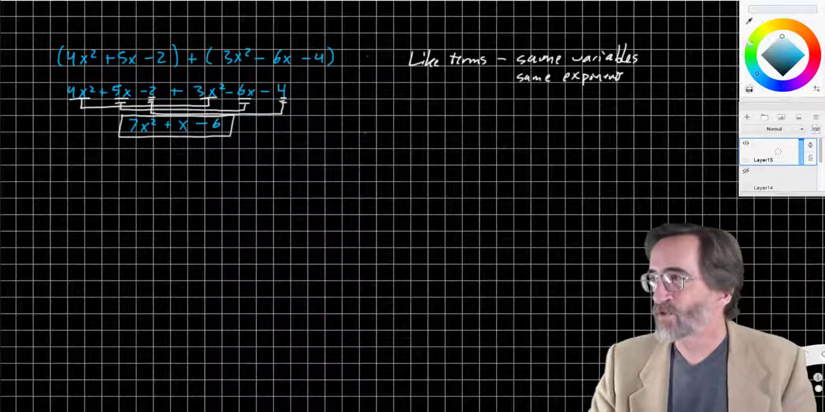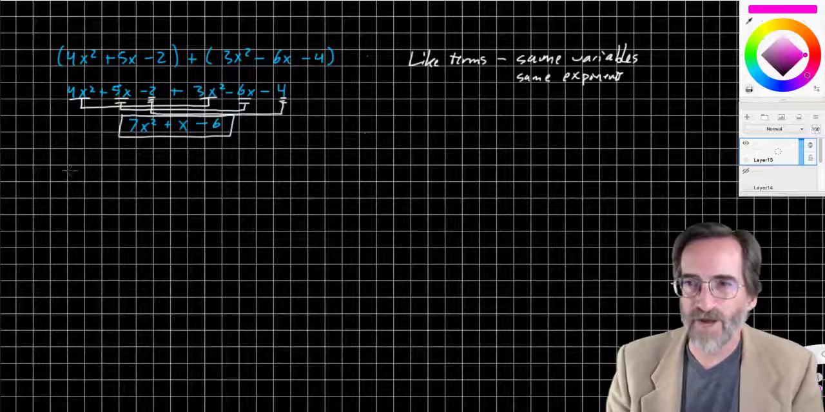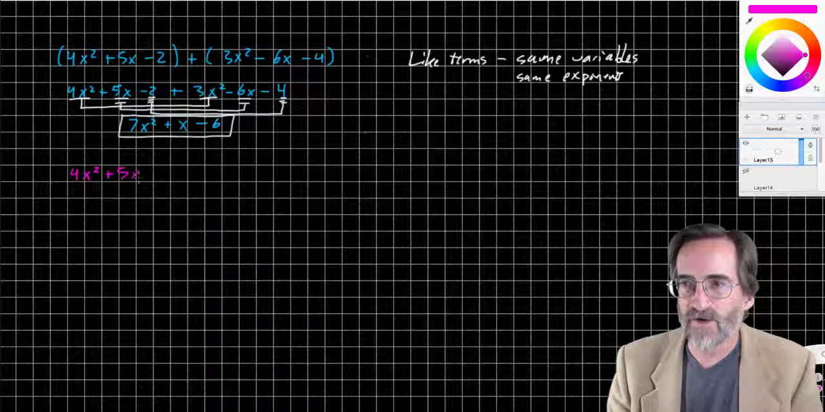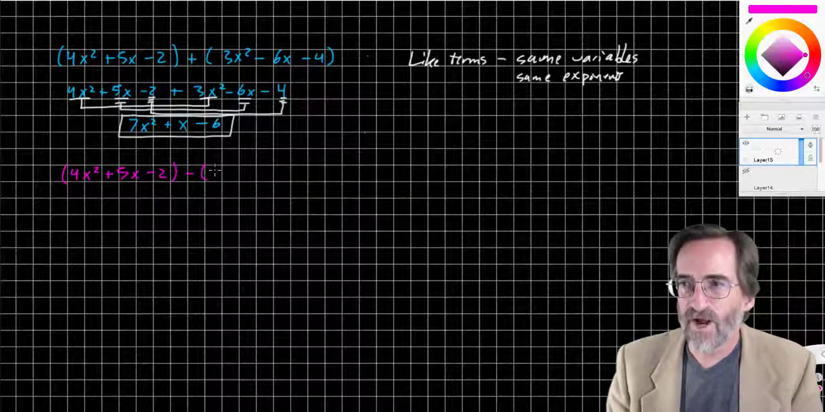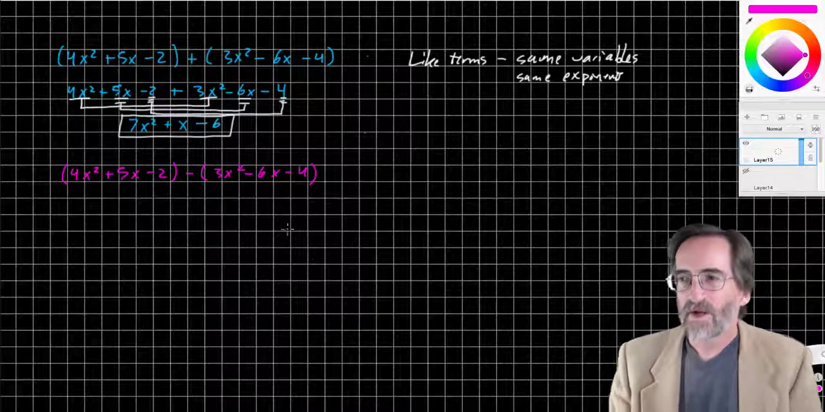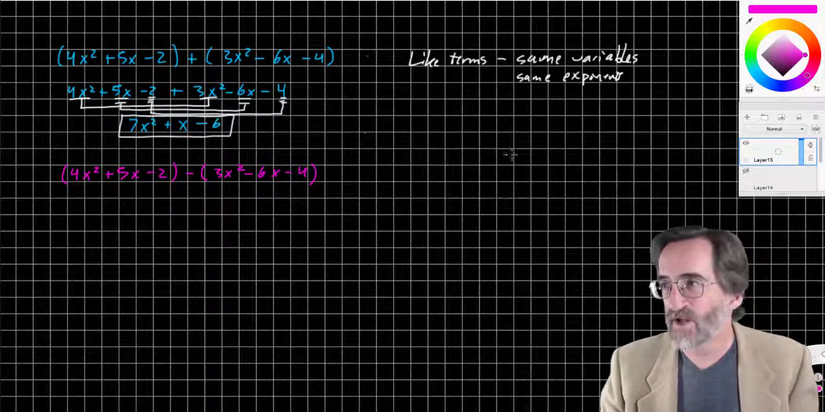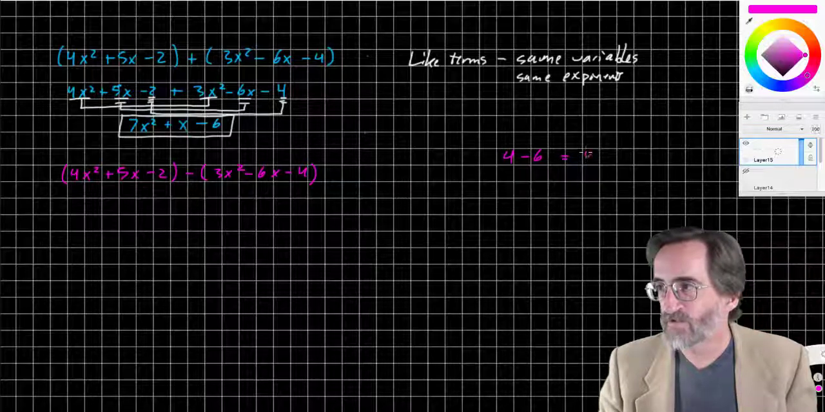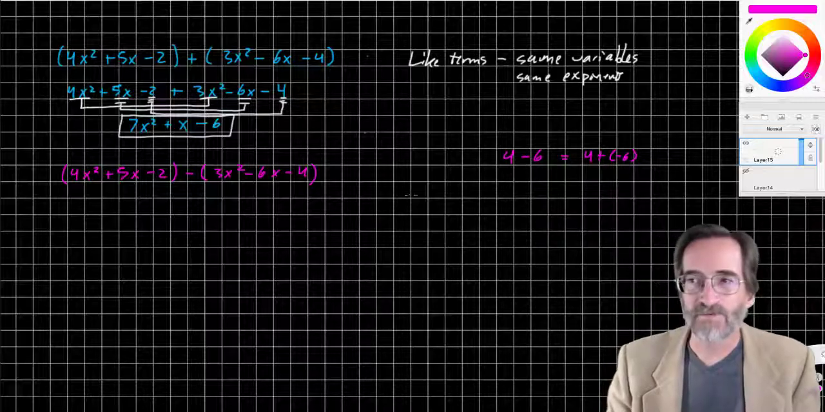Okay, let me show you one more. This is a polynomial subtraction problem. Let's take the same problem, 4x squared plus 5x minus 2, and let's subtract 3x squared minus 6x minus 4. What this is, this comes from the idea that to subtract is to add a negative. So if I had another problem like 4 minus 6, we understand that as 4 plus -6. Adding a negative is the same as subtracting.